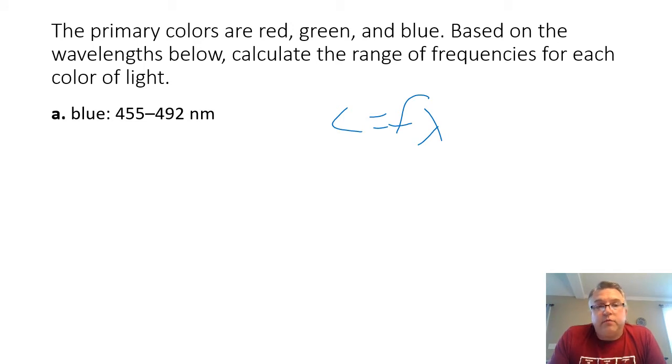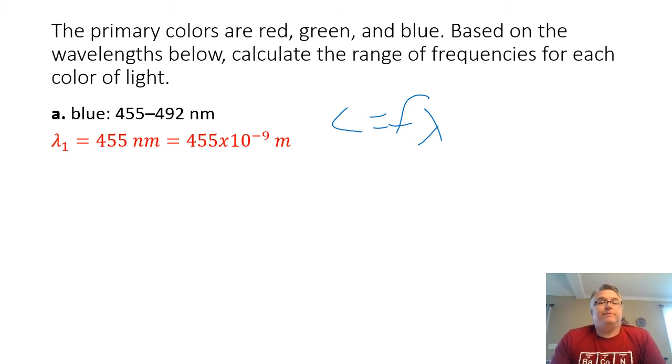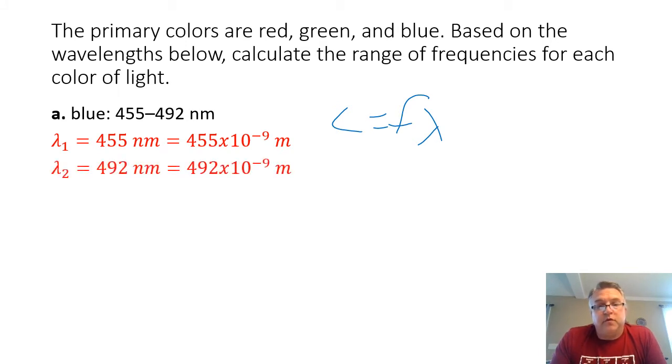So the range for wavelength for the blue portion of the spectrum is from 455 to 492 nanometers. So I need to convert both of those wavelengths to meters. So I simply have to put times 10 to the minus ninth onto each one of those. So 455 nanometers will equal 455 times 10 to the minus ninth meters. And the same thing for the upper end of the blue range of the spectrum, 492 nanometers will convert to 492 times 10 to the minus ninth meters.